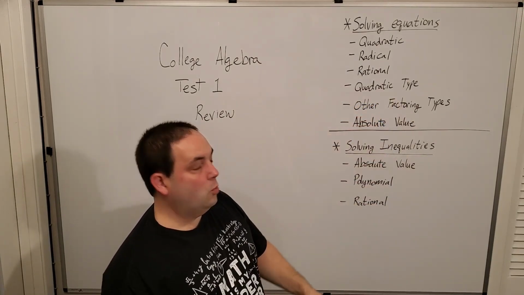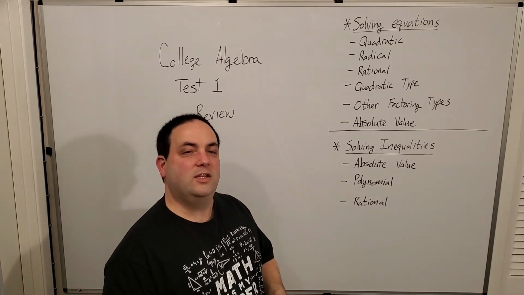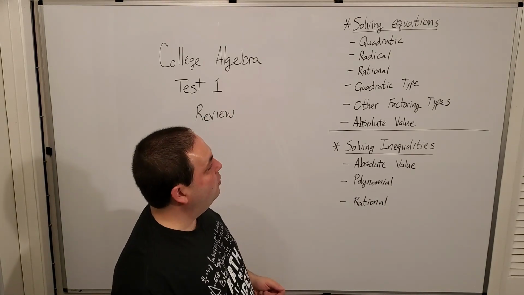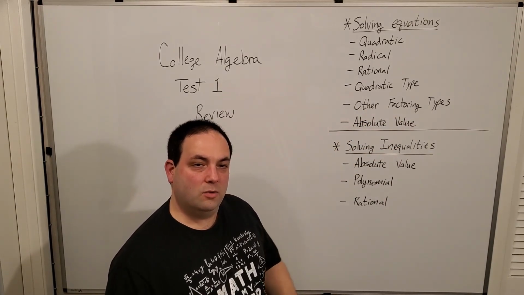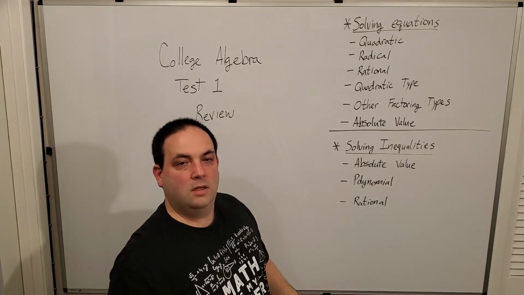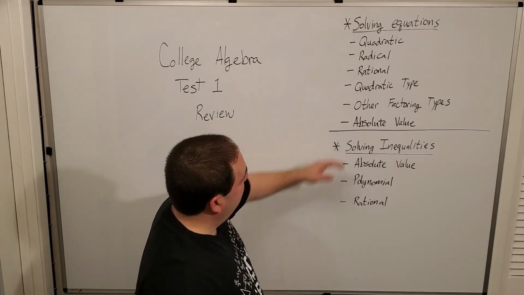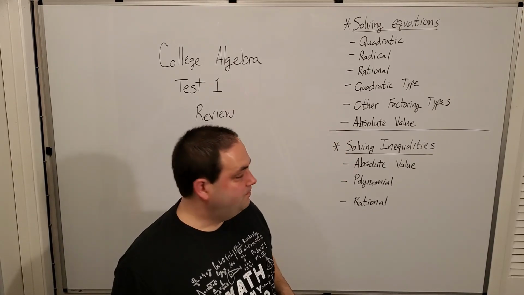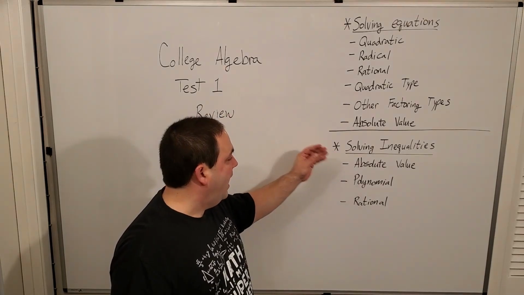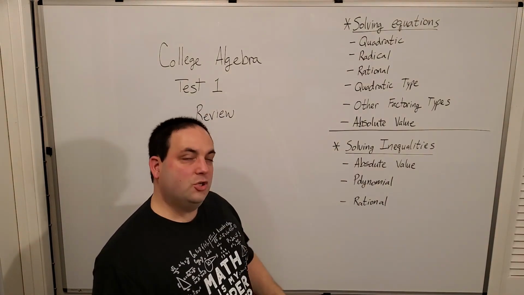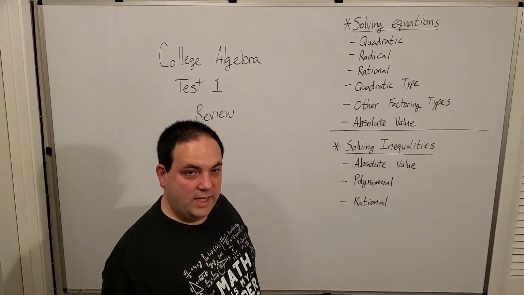Quadratic types, which are the ones that have the quadratic form, but they don't necessarily have to be something with a squared. They can have the same pattern of a quadratic though. And then of course the other factoring types that come up with either cubics or with sorting things by groups and other such. Then of course there's absolute value equations. The inequalities, the ones that we typically focus on at this point, are the absolute value, the polynomial, and the rational inequalities, and being able to give those answers in interval notation.